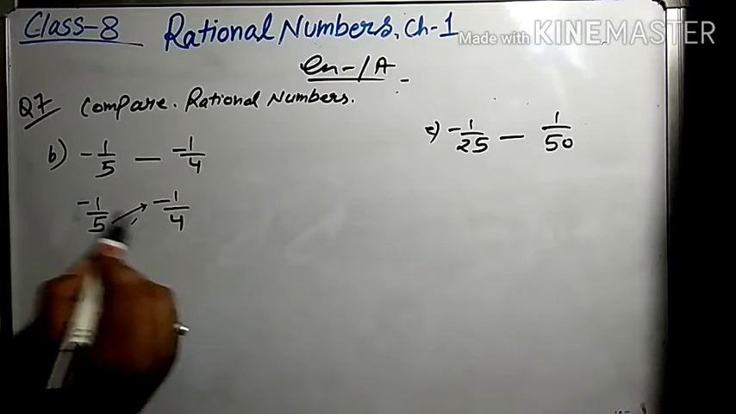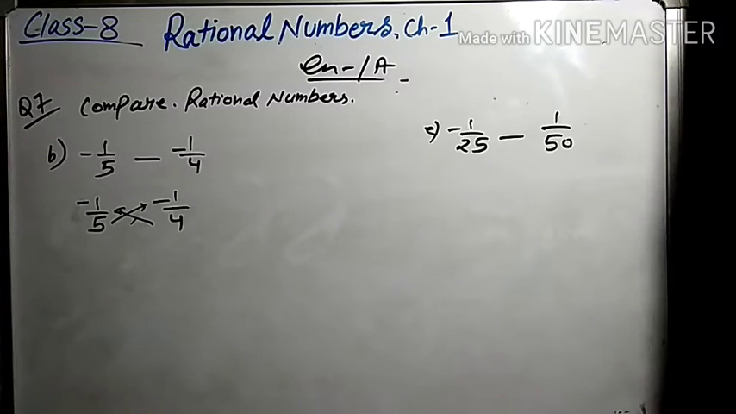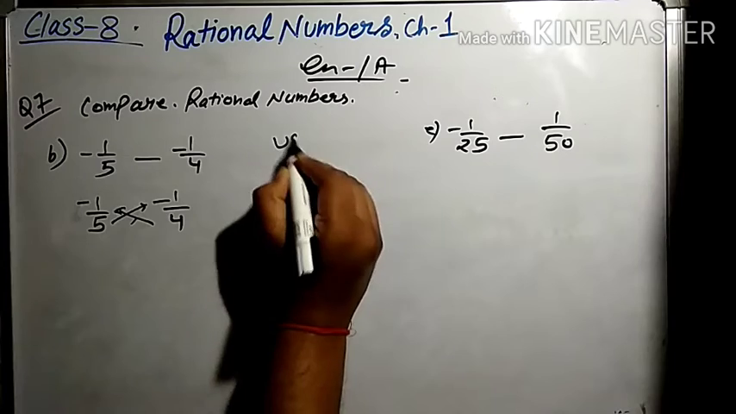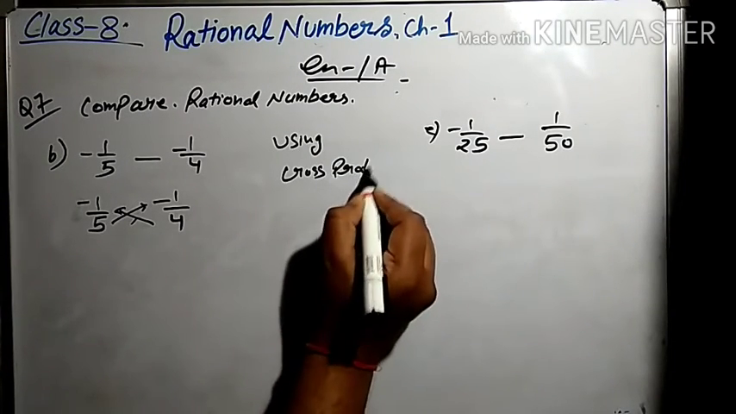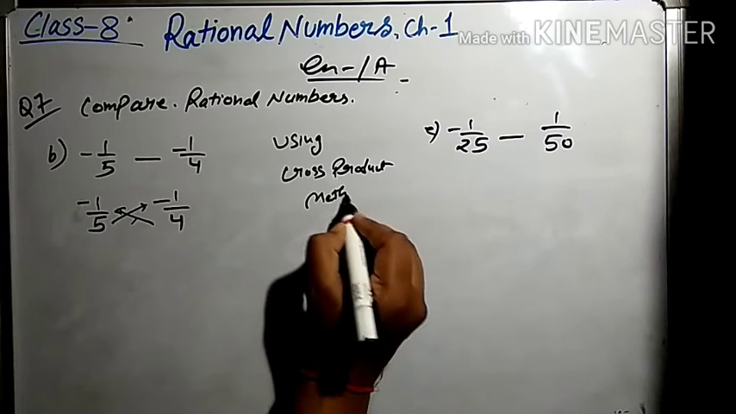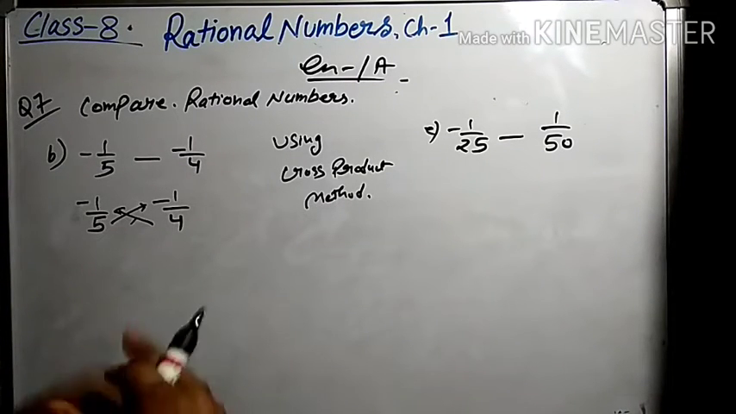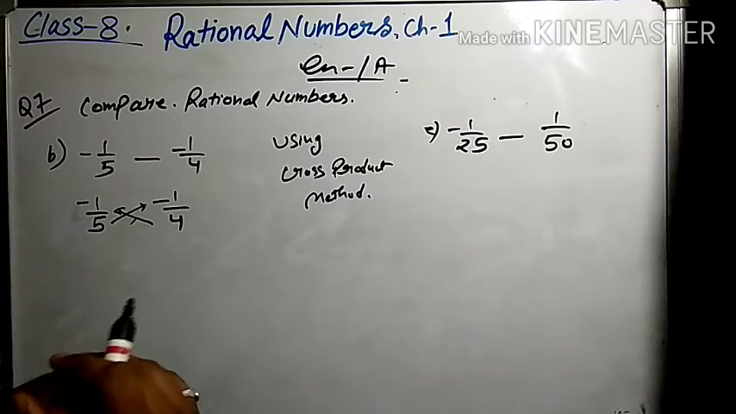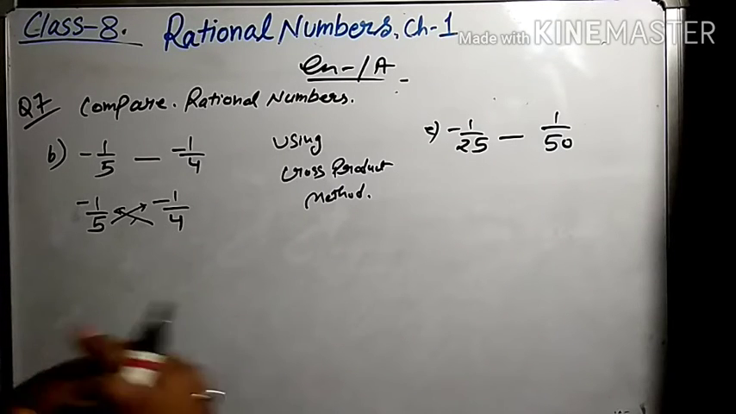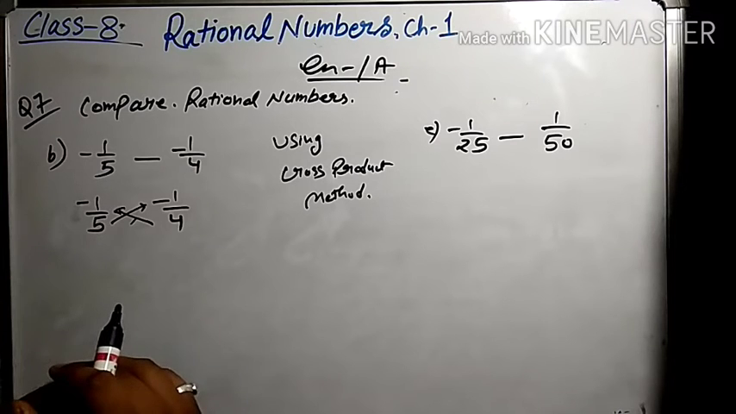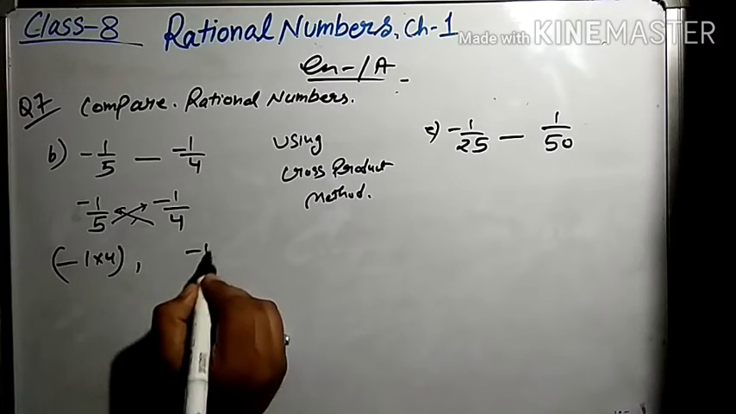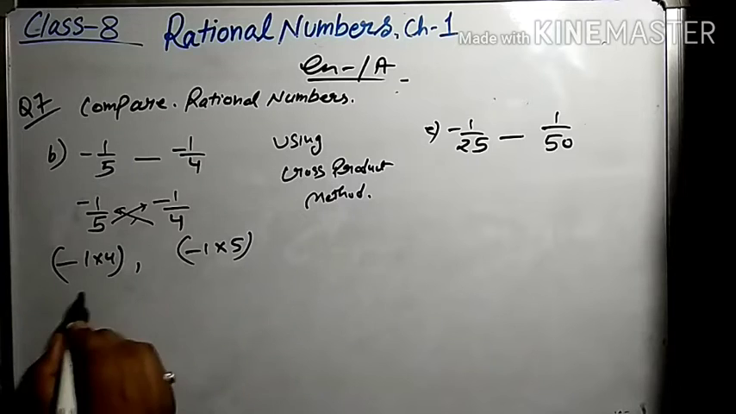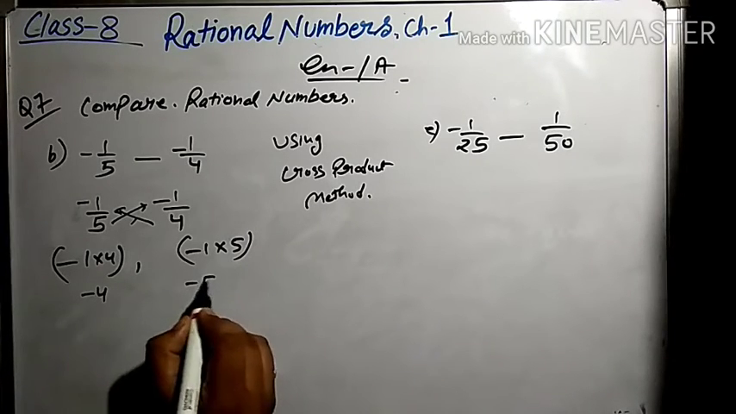Now I will just cross multiply, using the cross product method. When there are only two rational numbers, we just use the cross product method. It is a little easier and faster to compare the two rational numbers. So it becomes minus 1 into 4 and minus 1 into 5. It becomes minus 4 and minus 5.